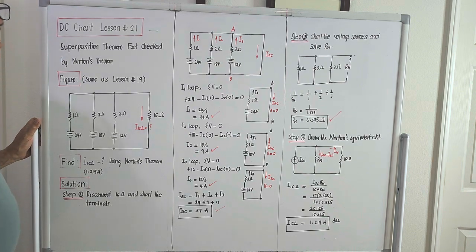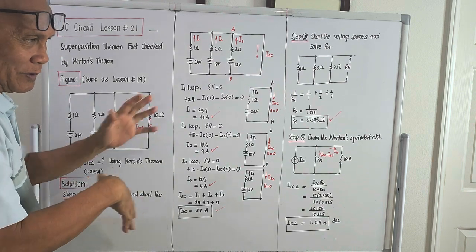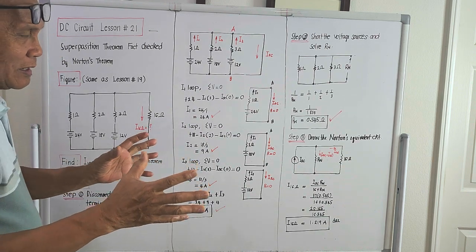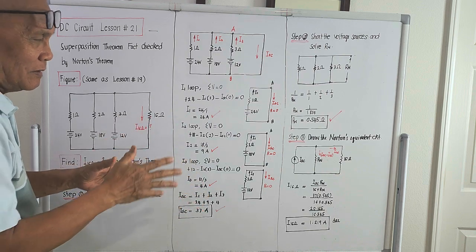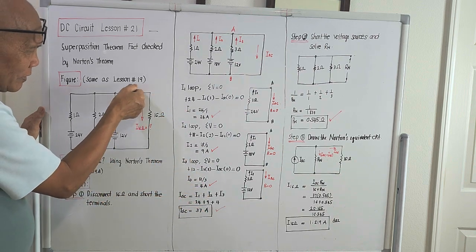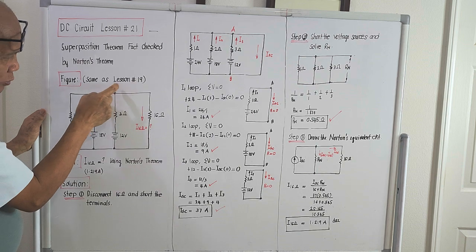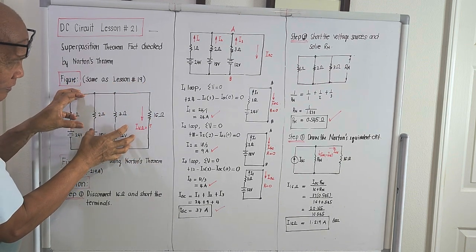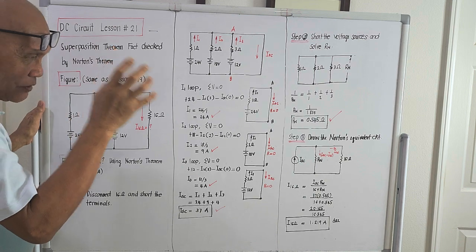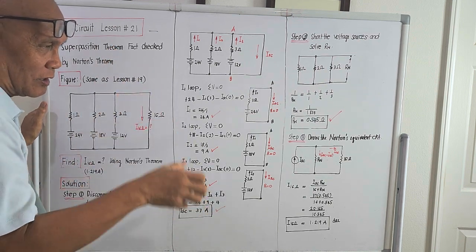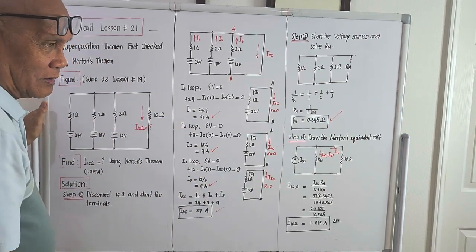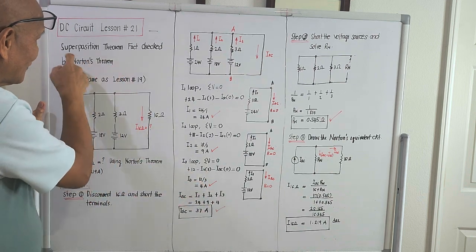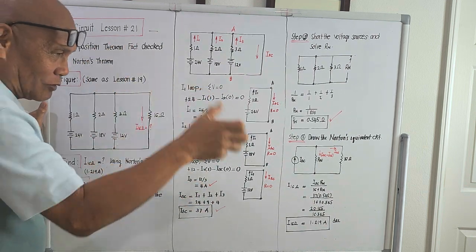And to simplify what I will be discussing, I solved the same problem as from previous lesson number 19. So I will be solving lesson number 19. This is the problem on lesson number 19. And I will be presenting a Norton's theorem solution as a check to the superposition theorem solution.